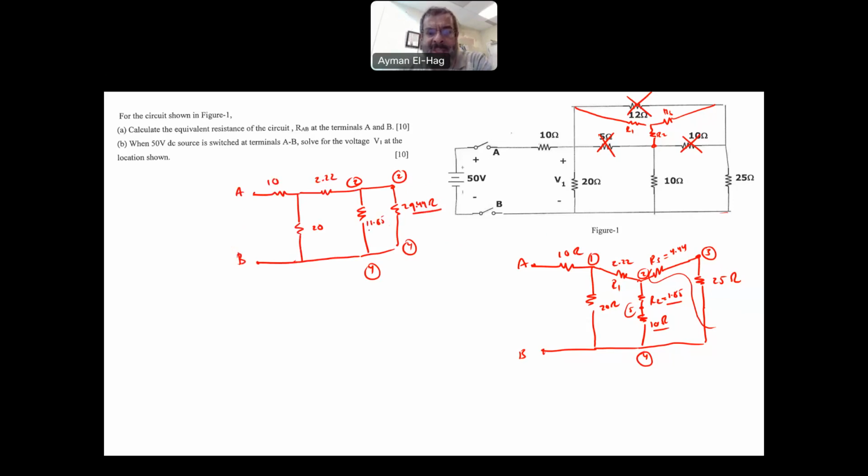Now, this and this, the 29.44 and 11.85, are in parallel because they are sharing nodes 2 and 4. So I can change this into one resistance. I will call this R equivalent 1. Because there are only two, you multiply them and divide by their summation. So 11.85 times 29.44 divided by 11.85 plus 29.44, and this will give me 8.45 ohm.